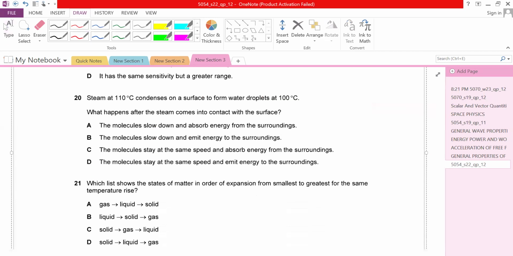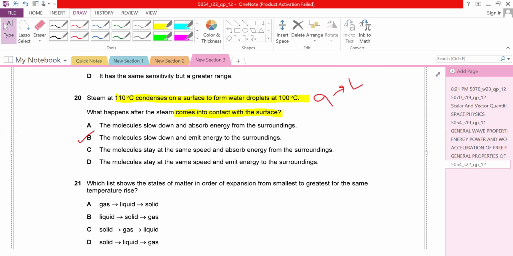Then question number 20. Steam at 110 degrees Celsius condenses on a surface to form water droplets at 100 degrees Celsius. What happens after the steam comes into contact with the surface? So the steam converts from gas into water droplets, means from gas into liquid. Now what happened to the molecules of the steam? The molecules slow down and emit energy to the surroundings. Option B is correct for question number 20.